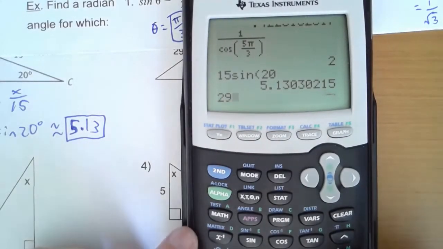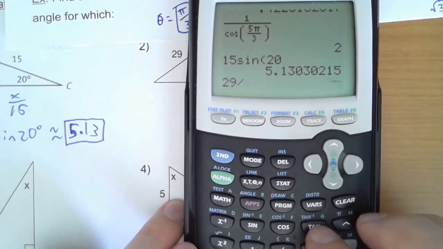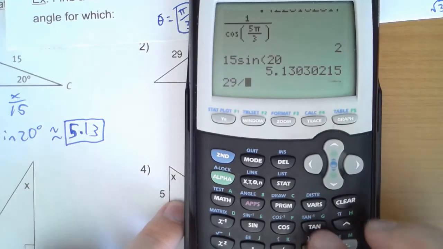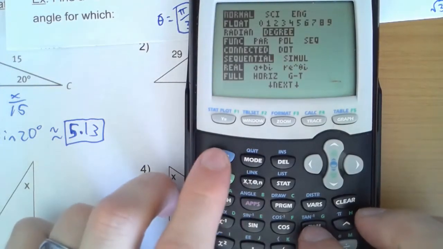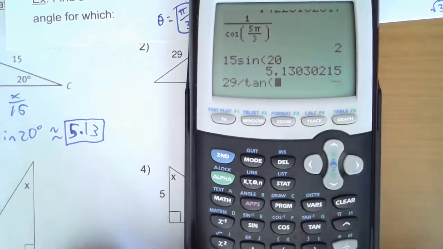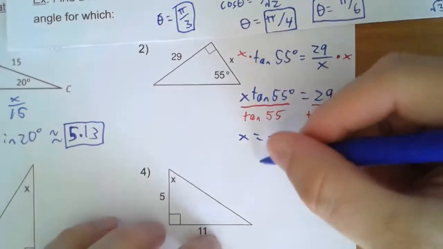So we'll do 29 divided by tangent, as long as nobody ran up while I wasn't looking and changed my calculator. I think I was still in degrees, but it's always good just to double check. All right, still in degrees. All right, so 29 divided by tangent of 55, about 20.306.